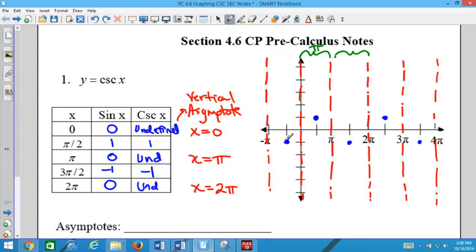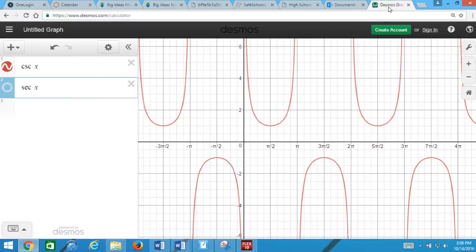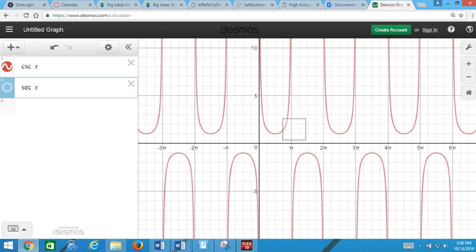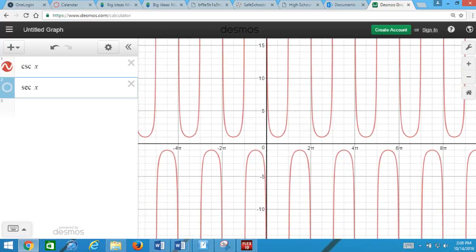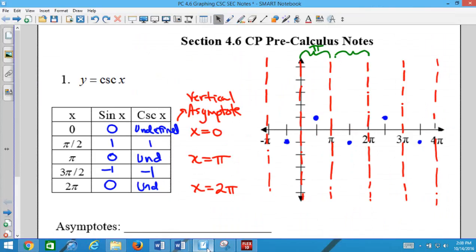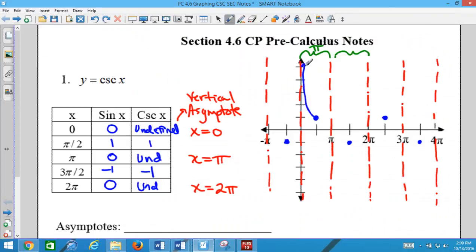I went ahead and graphed cosecant on Desmos. So you can see what it looks like, and have an idea of what it looks like up against those asymptotes. The graph is going to just get closer and closer and closer to those asymptotes. It's never going to cross them. It's never going to be equal to the asymptote. And then once you pass over the asymptote, it drops all the way down or all the way up to the other side. So we're just going to sketch that. The parts are always going to go away from each other. They're not going to go towards each other. They're going to go away from each other.